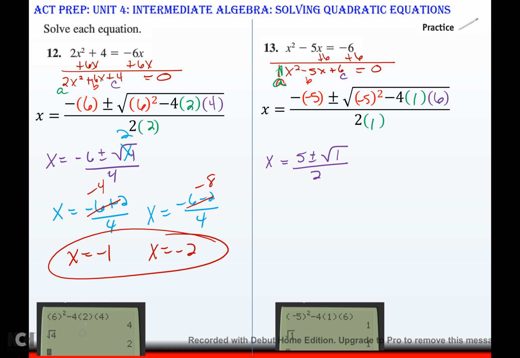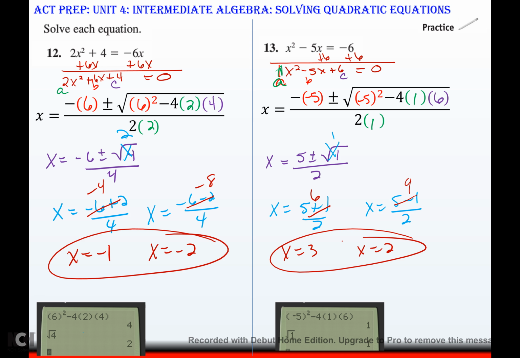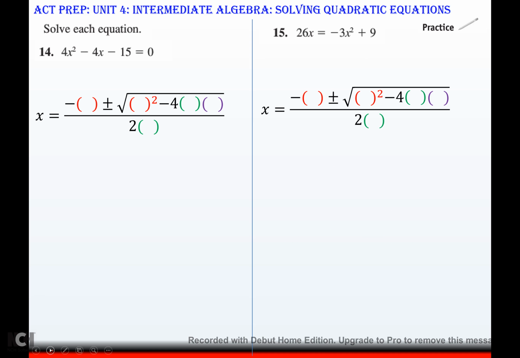The square root of 1 is 1. So my two solutions are 5 plus 1 over 2 and 5 minus 1 over 2. 5 plus 1 is 6, divided by 2 is 3. 5 minus 1 is 4, divided by 2 is 2. And those will be my solutions. Okay.